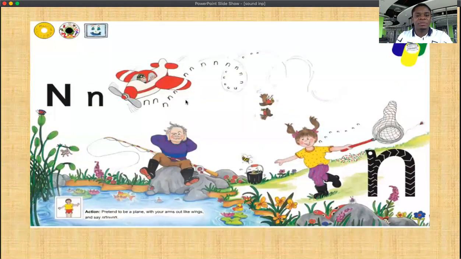Next one, another sound. The sound for letter N. Like an airplane, flying, the sound of an airplane. Can I hear you do that? Just fly like an airplane. That's the sound for letter N. Can you do it? Beautiful. Now let's look at words where this sound is being used.